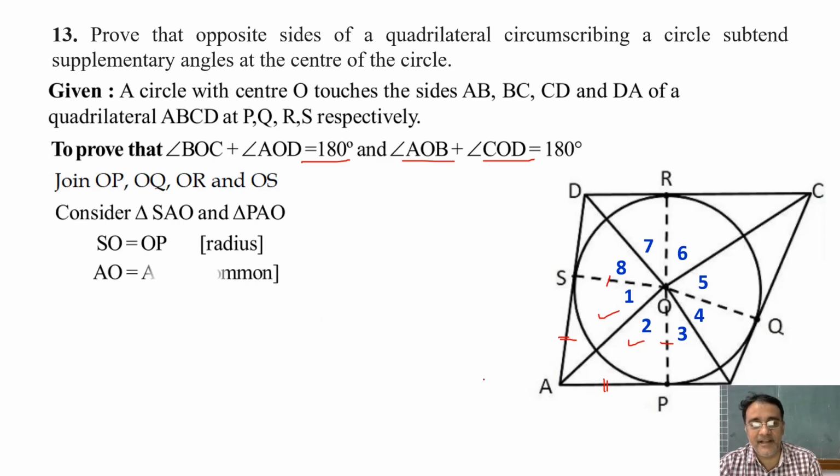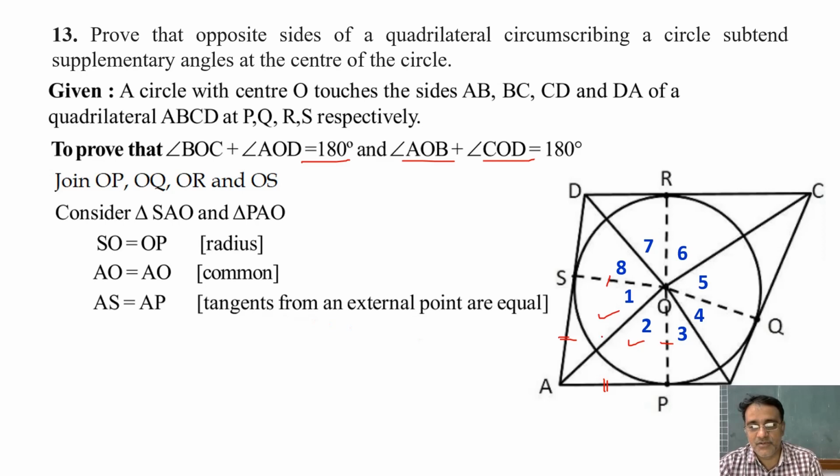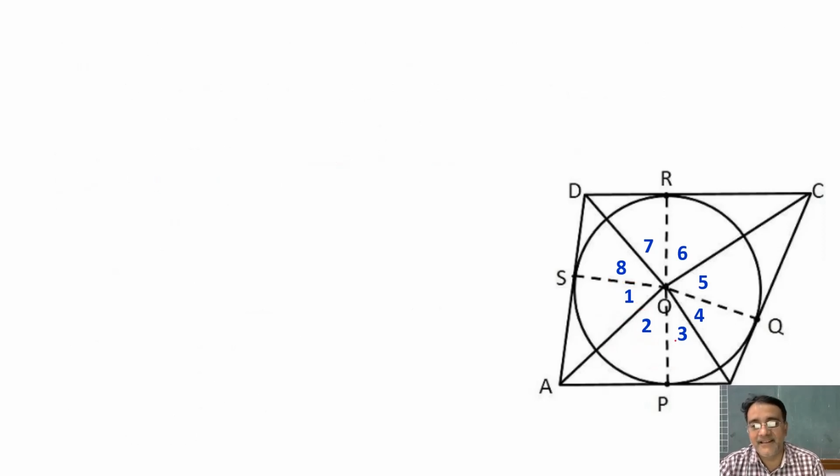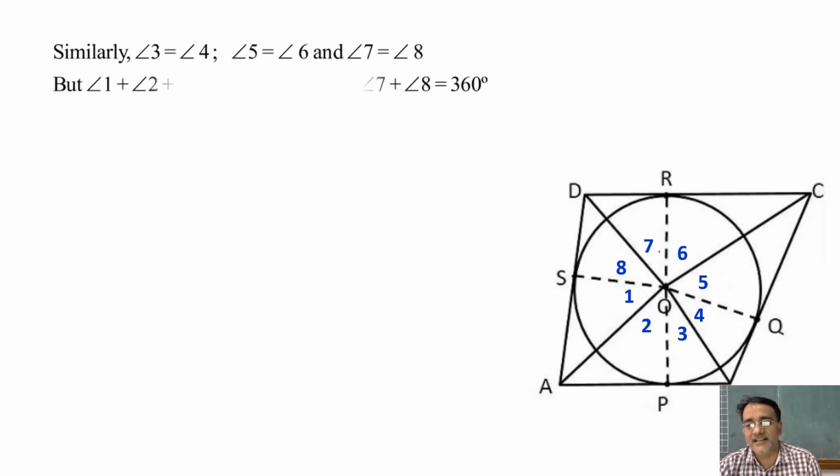tangent drawn from an external point. Okay, and OA is common. So these two triangles are congruent by SSS congruence rule. So angle 1 is equal to angle 2 by CPCT. Similarly, angle 3 is equal to angle 4, angle 5 is equal to angle 6 and angle 7 is equal to angle 8. यहाँ तक किसी को कोई डाउट है?